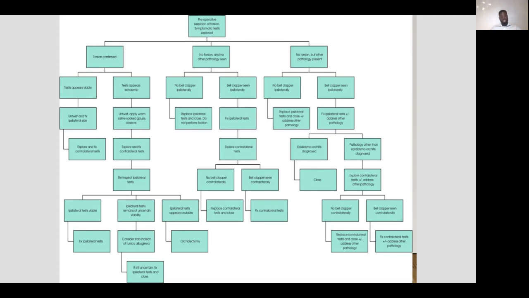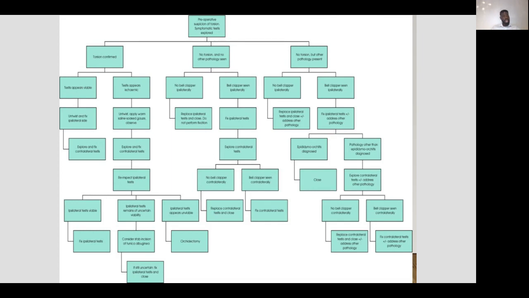Testes appear ischemic. You untwist it, torsion has still been confirmed, but the testicle doesn't look viable. So you untwist it, you apply warm saline-soaked gauze. Some people say ask the anesthetist to give 100% oxygen, but that's really up to the surgeon. But most people still ask them to give 100% oxygen, really. Wrap that in warm gauze.